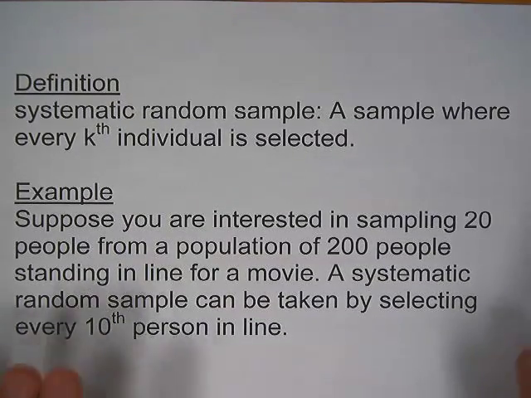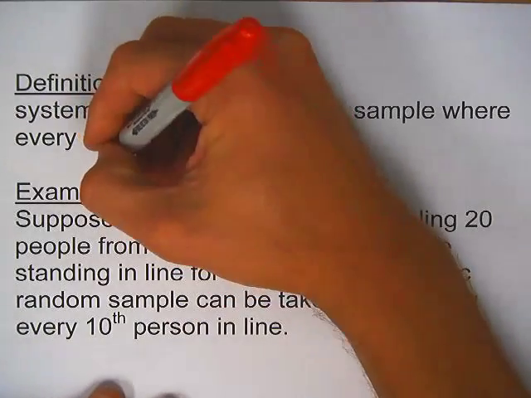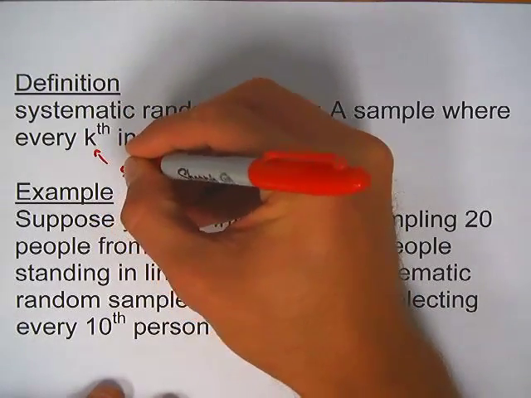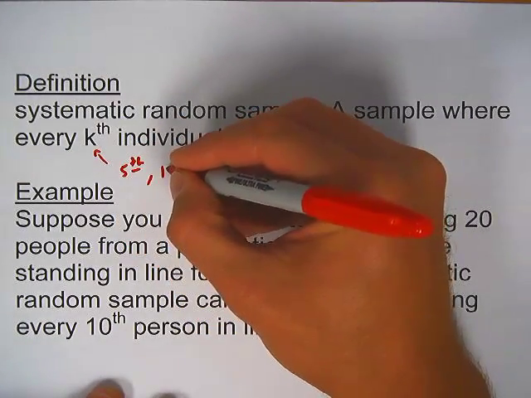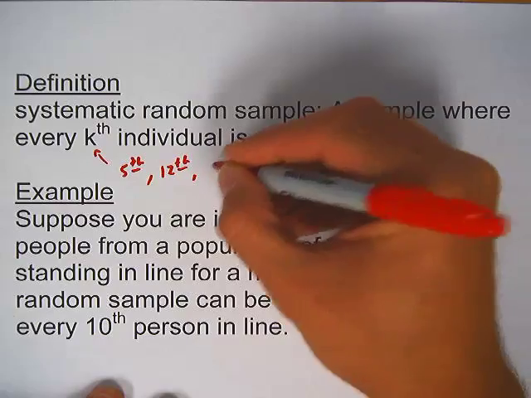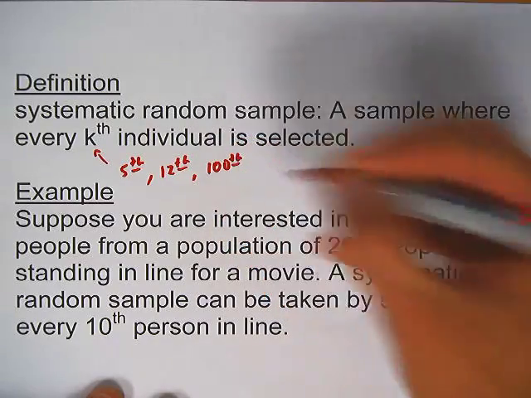A systematic random sample is defined as a sample where every kth individual is selected. So what I mean by kth is it could be every fifth person, or every 12th person, or every 100th person.